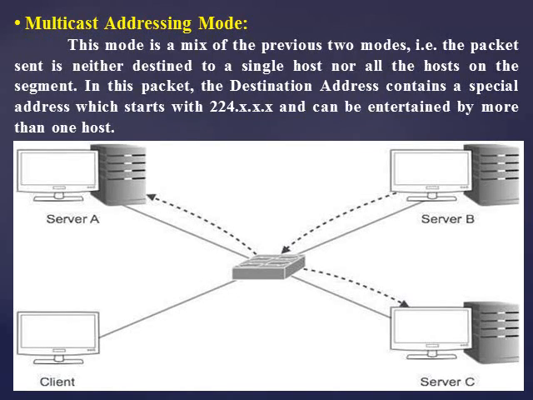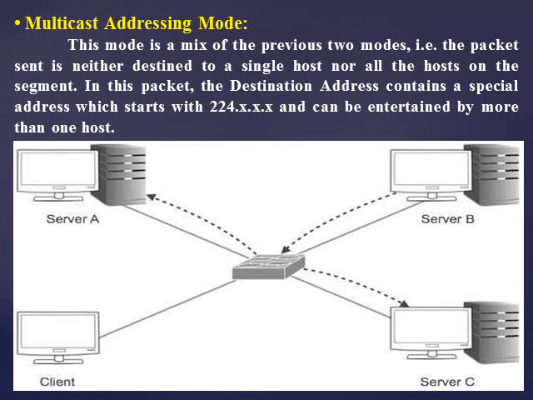Now the last addressing mode is called the multicast addressing mode. This mode is a combination or mixture of the previous two, that is the unicast addressing mode and the broadcast addressing mode respectively. The packet is sent neither to a single host nor to all the hosts on the segment. As shown in the figure, the packet is not delivered to any one particular server, but to selected ones. In this packet, the destination address contains a special address which starts with 224.x.x.x and can be received by more than one host.